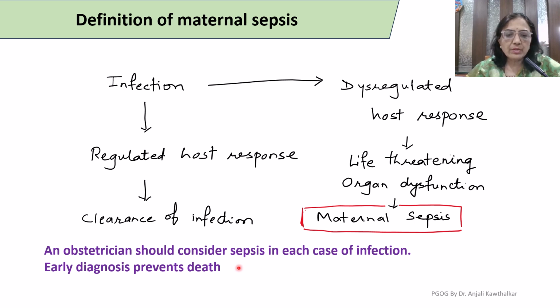Similarly, for sepsis also, we need to be extra vigilant because infections are common, but every infection is not sepsis. But early detection of organ dysfunction improves the prognosis, and that is the reason that for any patient who is coming to us with infection, we should always be looking for the features of organ dysfunction to identify whether she is a case of maternal sepsis.